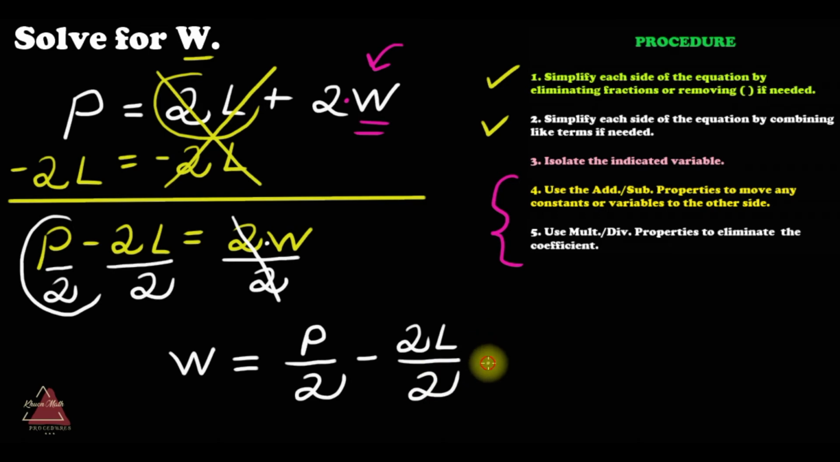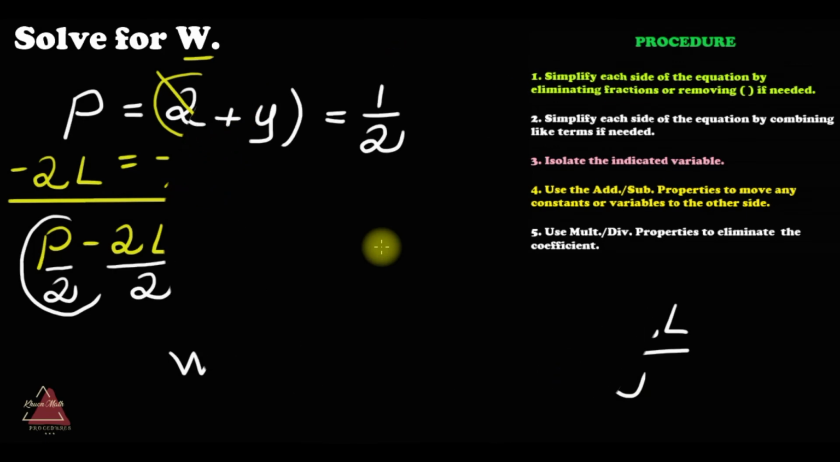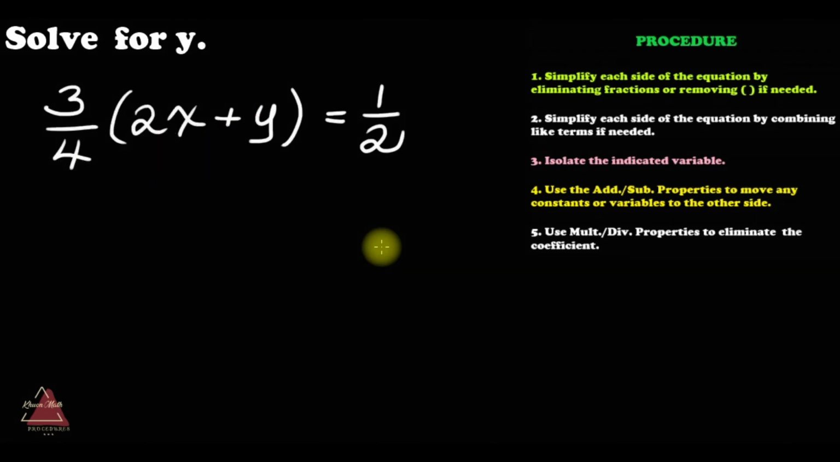Okay, and then we can rewrite that as one fraction. So it'll be P minus 2L, and that whole thing over 2. Okay, we can do that. All right, let's take a look at one more.